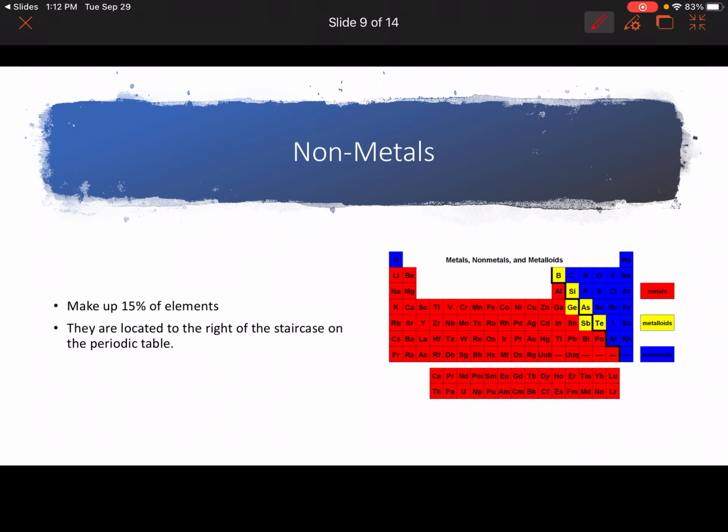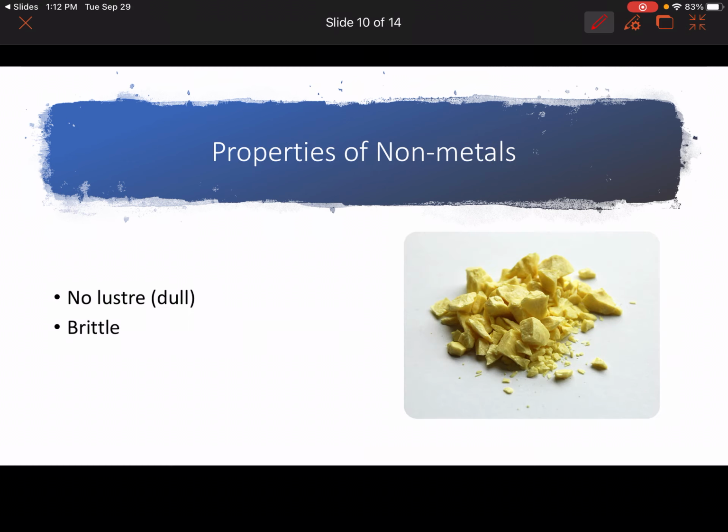Now, nonmetals make up only 15% of the elements. So the nonmetals here are the blue ones over here. And they're located to the right of the staircase on the periodic table. So same staircase, and now these ones are on the right side. Now, properties of nonmetals. This is actually an example of sulfur here. So they have no luster, so we say they're dull. So none of the nonmetals are shiny.